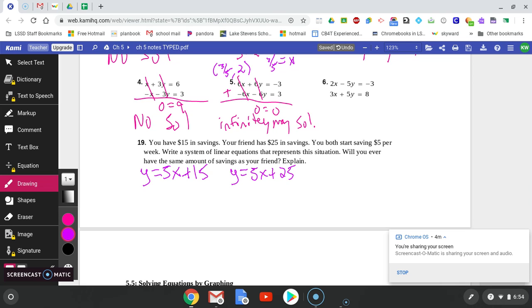Okay, so if you look at these two equations, you can see they're parallel lines. 5x and 5x, they have the exact same slope of 5, but they have different y-intercepts, so they're not the exact same line. If they had the same y-intercept, they'd be the exact same line. So we have 5x and 5x are our slopes that are the exact same. That means they're parallel lines, and so the answer, will you ever have the same amount? No, we will not. Parallel lines never intersect.